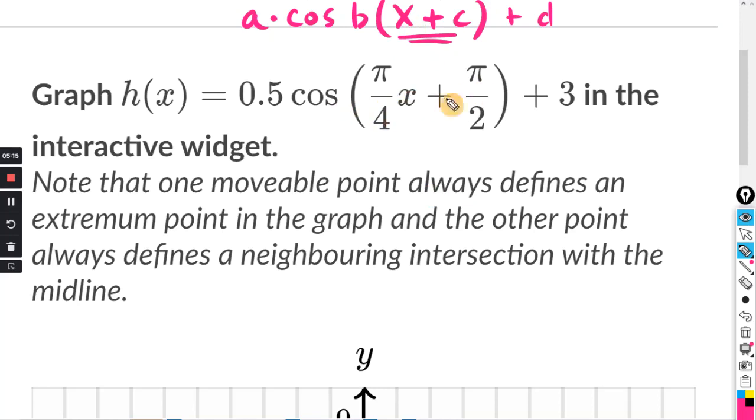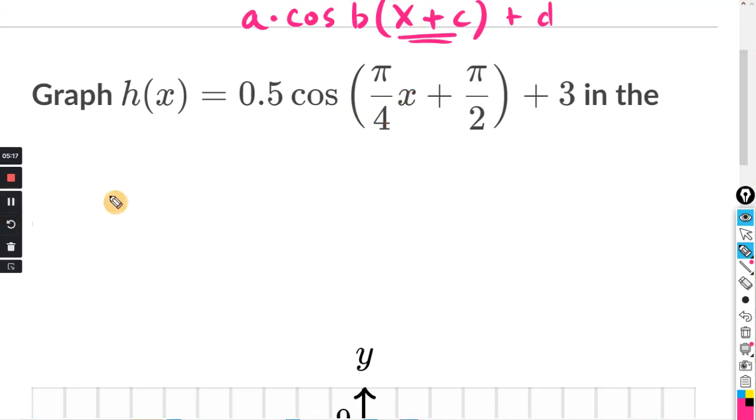All right, so I'm going to factor this. I want x by itself, so I'm going to factor out pi over 4. And that's times x. And since this has to be pi over 2, I'm thinking pi over 4 times what will give me pi over 2?